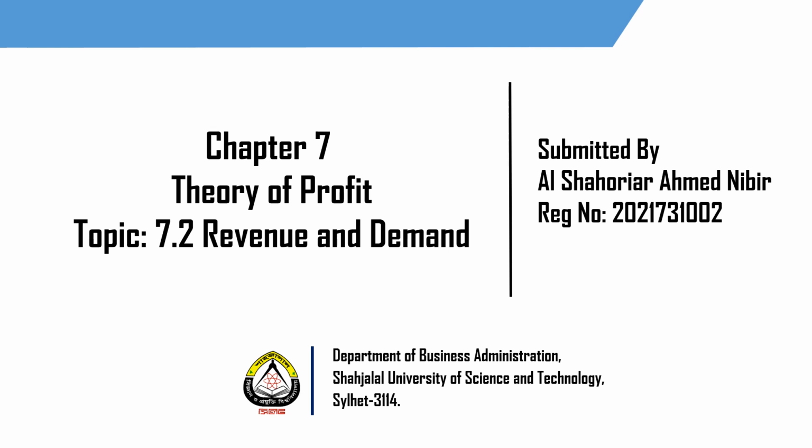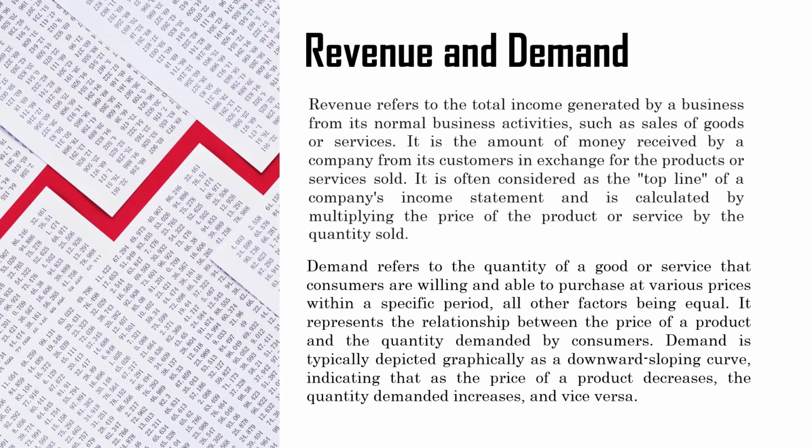Today, I am going to present one of the important topics from chapter 7, Theory of Profit. The topic name is Revenue and Demand. So, let me start with revenue. Revenue refers to the total income generated by a business from its normal business activities. It is often considered the top line of a company's income statement.